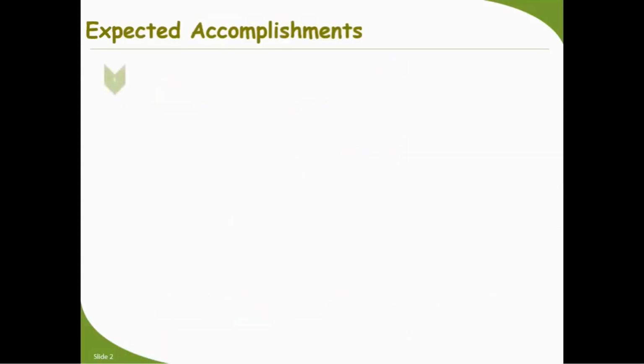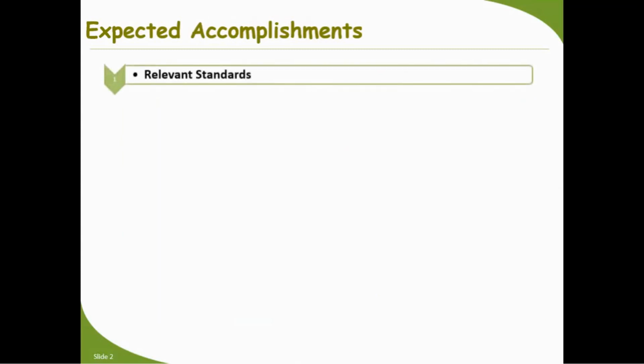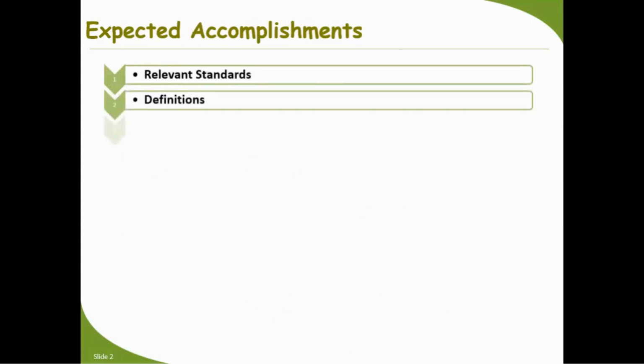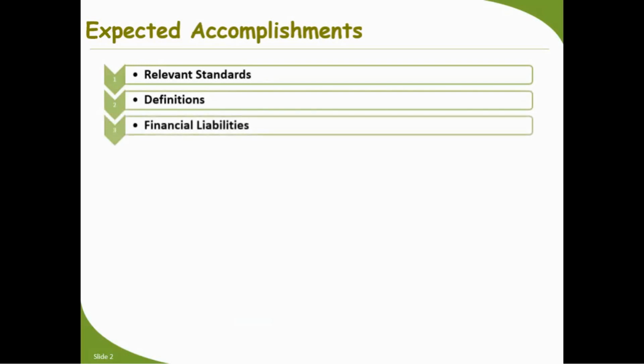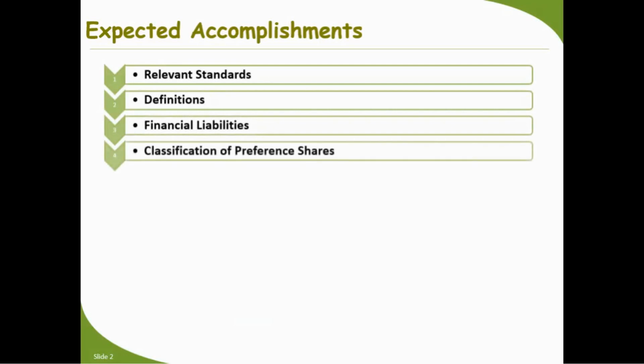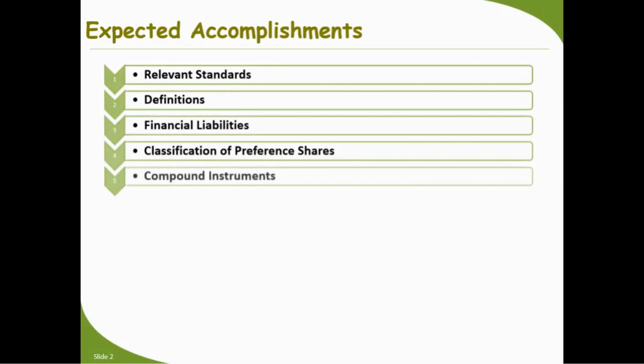So what are the expected accomplishments of today's session? We will talk about the relevant standards about financial instruments. Then we will talk about important definitions. Then what are financial liabilities and how to account for them. Then classification of preference shares, whether they are a liability or equity. Then we will talk about compound instruments, instruments that have characteristics of financial liability as well as equity, and how to account for those financial instruments.